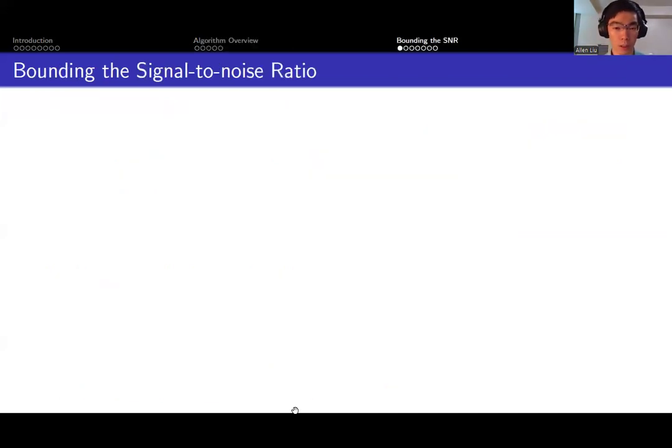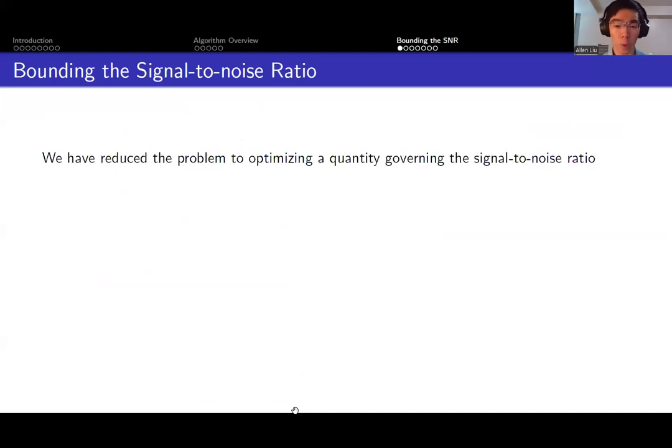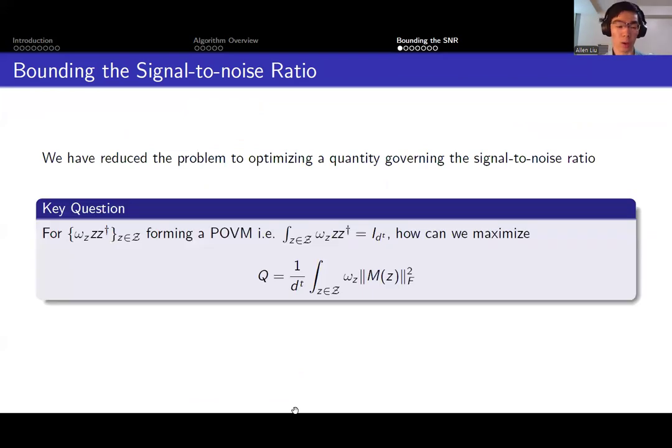Okay, so next, now we have reduced the problem to bounding a quantity that governs the signal to noise ratio of our estimator. So the remaining question is, we have this POVM specified by omega z z transpose. Recall it's a POVM, so the z's have to be isotropic, or they average to identity. And now the question is, how can we maximize the signal to noise ratio quantity q specified as follows under the constraint that the z's form a POVM.